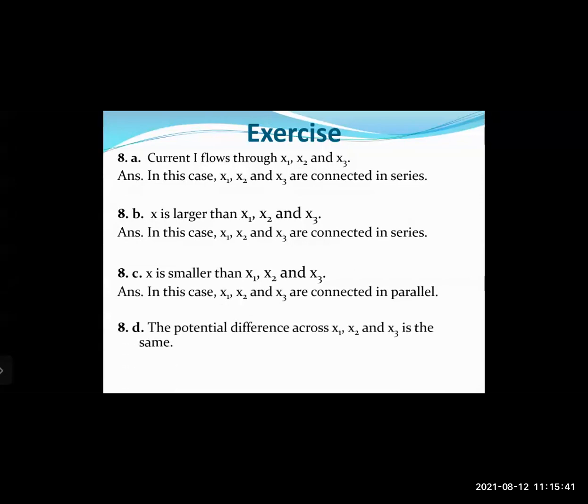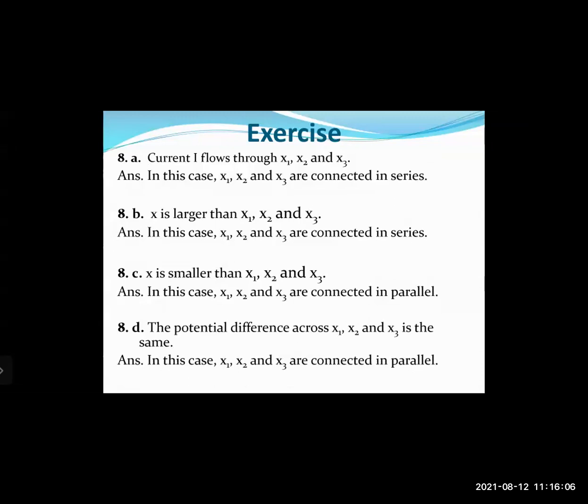Look at the next question. The potential difference across X1, X2, and X3 is the same. Yes, this is the opposite of the first question. In the first question, we had current constant. So current remains constant in a series combination, whereas potential difference remains constant in a parallel combination, right? So in this case, X1, X2, X3 are connected in parallel.